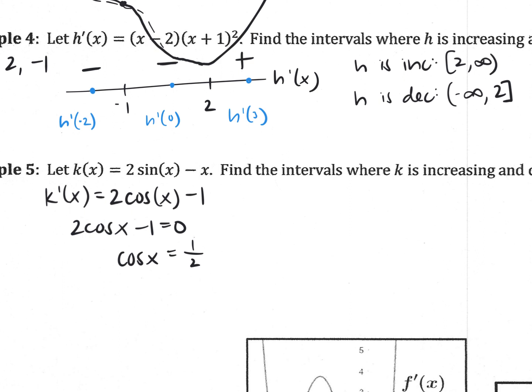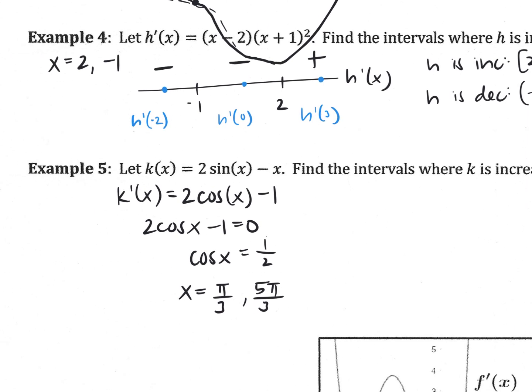Pi over 3. And 5 pi over 3. Okay, so x would equal pi over 3 and 5 pi over 3 on that interval. I'm going to draw it. Yeah, a little circle. That would actually be a great idea. Put the unit circle on your paper if you don't know it.